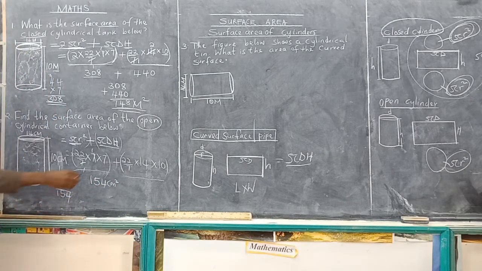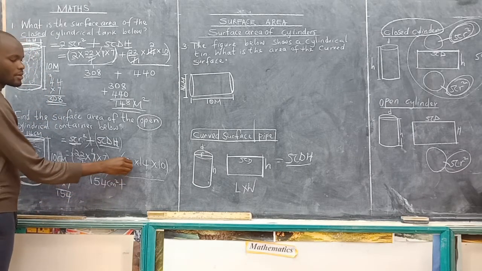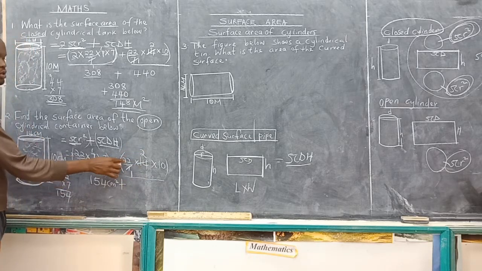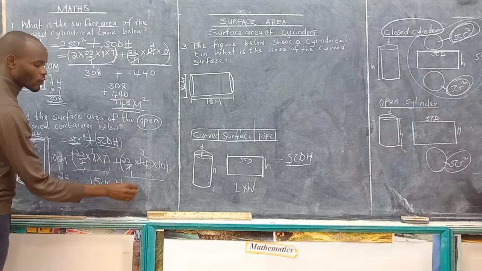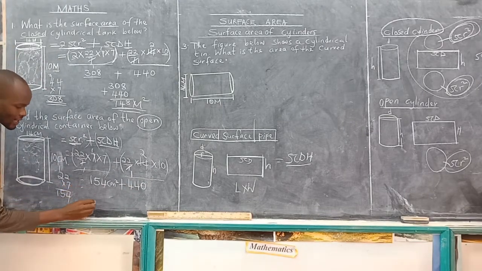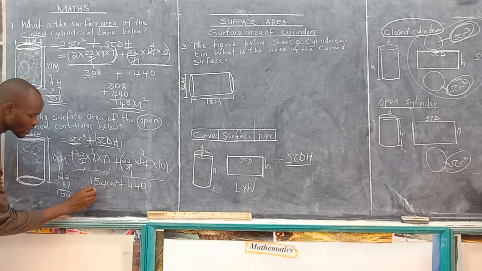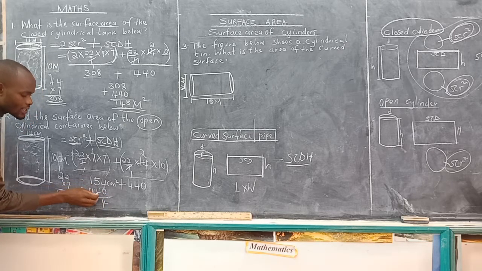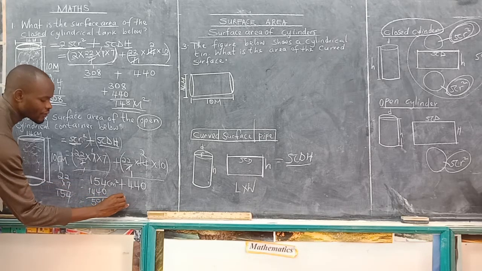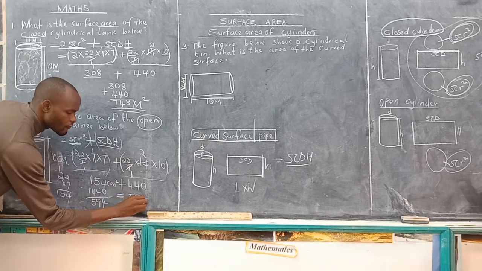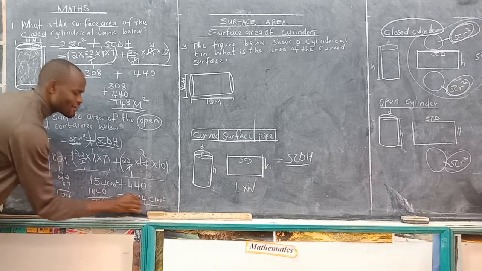Then go to the other part of the formula. By 7, 2. So you have 22 times 2, you get 44, times 10, you get 440. Let us add. You add 154 plus 440. 4 plus 0 is 4, 5 plus 4 is 9, 1 plus 4 is 5. So the surface area of the open cylinder is 594 centimeters squared.